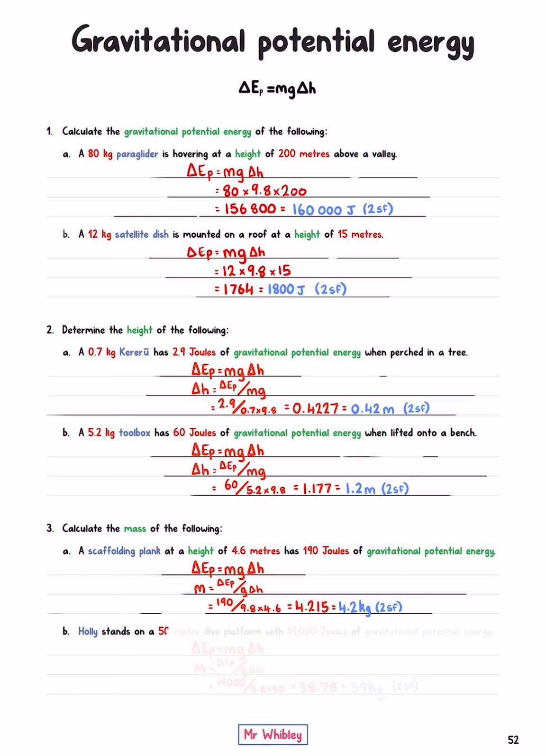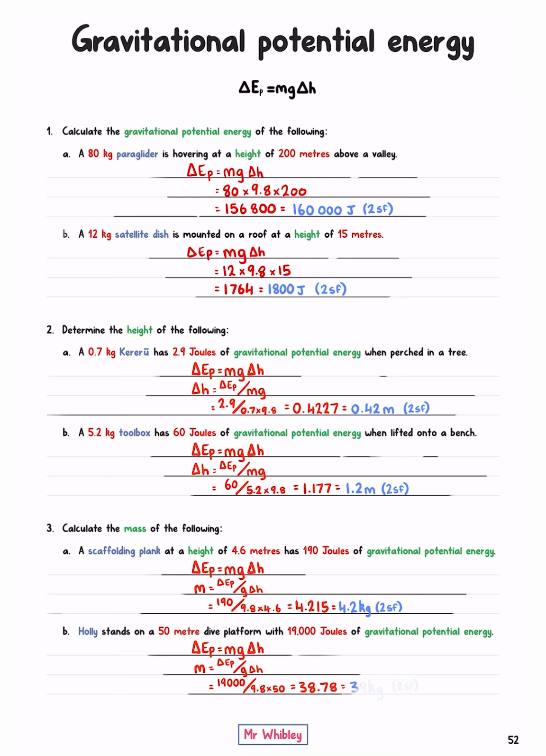Holly stands on a 50-meter dive platform with 19,000 joules of gravitational potential energy. Using our gravitational potential energy equation, once again solve for mass by dividing both sides by g delta h, putting in our numbers, gives me 38.78 or 39 kilograms to two significant figures.